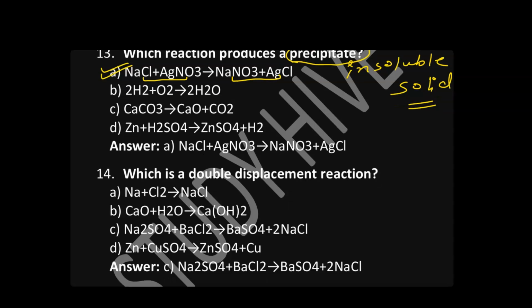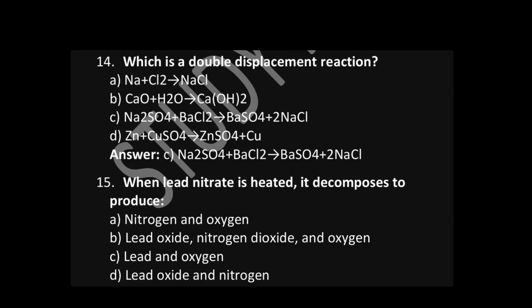Question number 14. Which is a double displacement reaction? Displacement you know, and when more than one displacement happens, it is termed a double displacement reaction. So you will give me the answer. Na plus Cl2 gives NaCl, CaO plus H2O: these two are combination reactions. Na2SO4 plus barium chloride gives barium sulfate plus sodium chloride. Here this is a single displacement, here is a double displacement. So C is the right answer. Now move on to the next question.